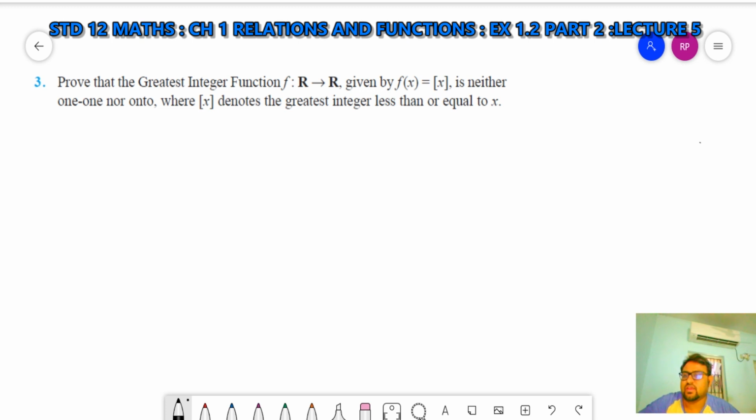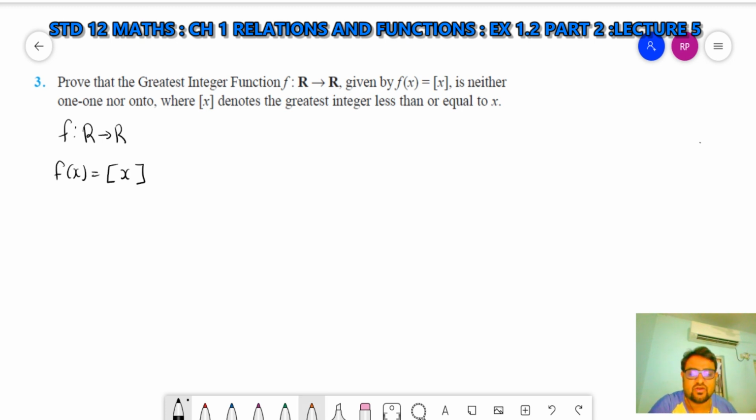Question number 3. Prove that the greatest integer function f from R to R, where f(x) is equal to the greatest integer function of x, is neither 1-1 nor onto, where the square bracket determines the greatest integer less than or equal to x.